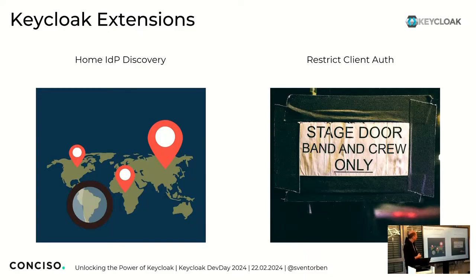Maybe just shortly, the home IDP discovery extension is about finding a home IDP. When you're in a federated scenario, you have multiple identity providers that you want to use for login. You type in your email address, and based on the domain part, it will figure out which identity provider you should be redirected to for the login. And the restrict client auth extension is about limiting access to clients centrally within Keycloak. You can decide on a client basis, based on role-based access control, whether a user should be able to log into a certain client or not. So that's what these two extensions are about.